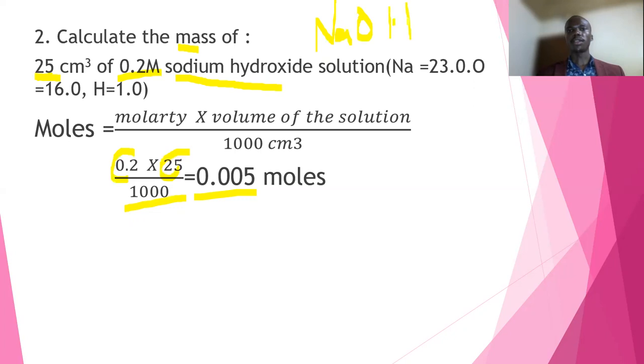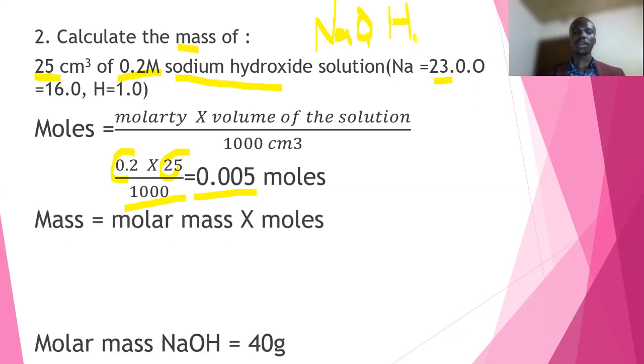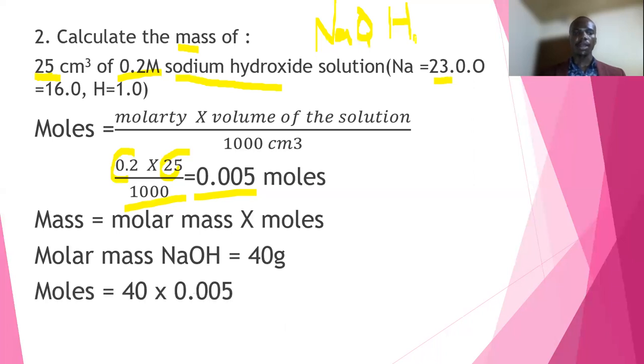So 23 for sodium plus 16 for oxygen plus 1 for hydrogen, which will give you 40. Now you multiply 0.05 times 40, and you will get your answer as 0.2 grams of sodium hydroxide. Are you seeing how simple this thing is? So follow, I'll give you the very best to ensure that you understand this sweet topic.